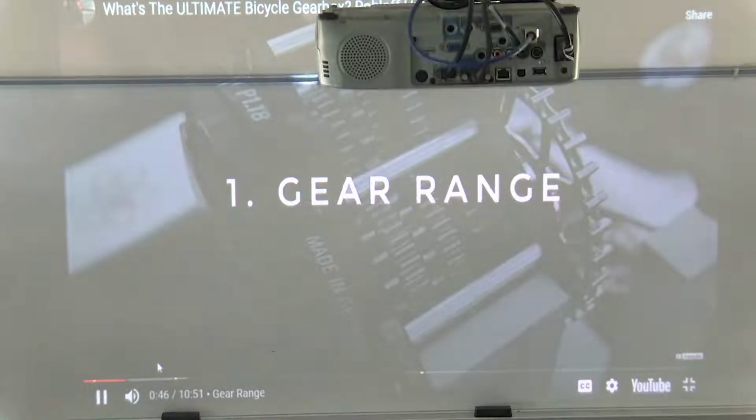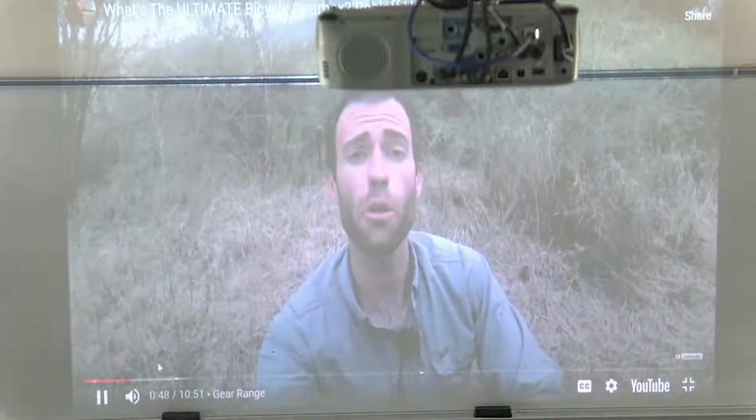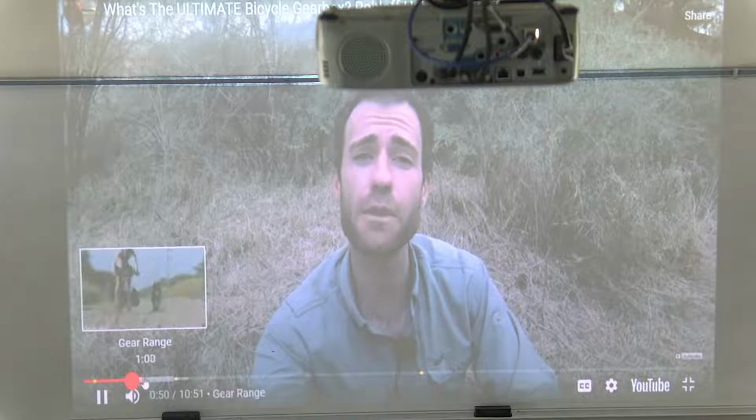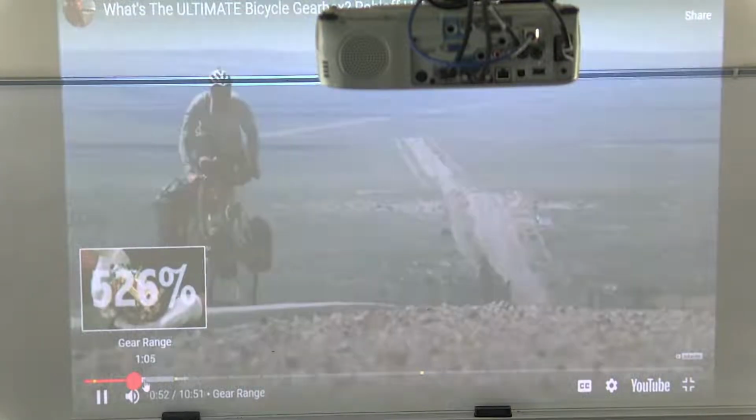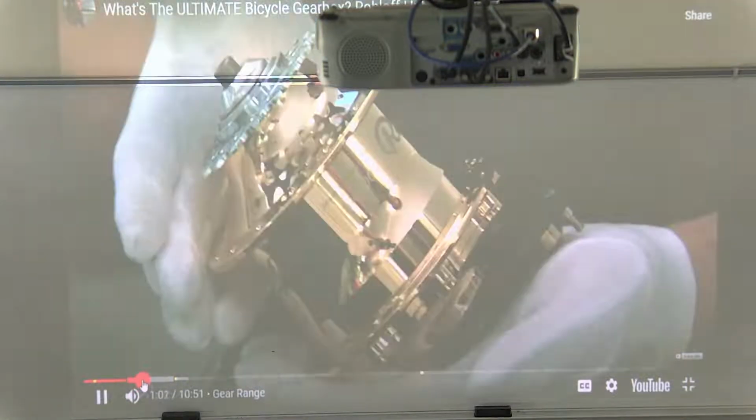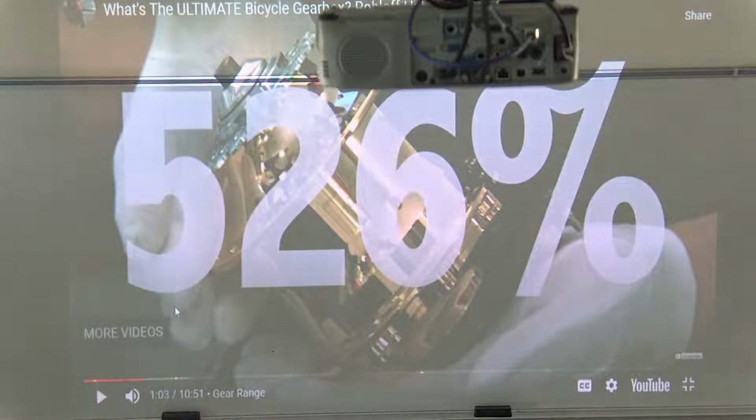Your bike's gear range determines the both speeds at which you can pedal your bike. Gear range gives us an idea. So here the Rohloff hub we're talking about has a gear range of 520.